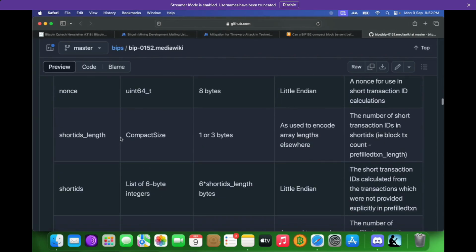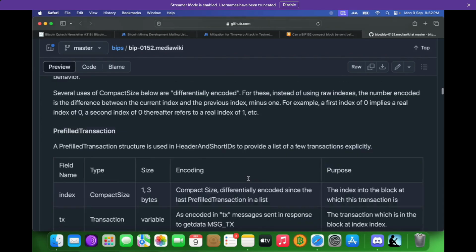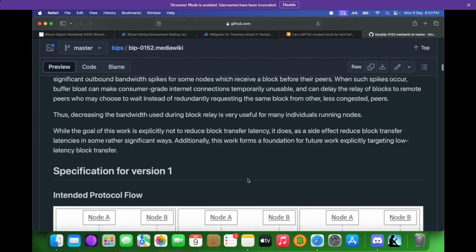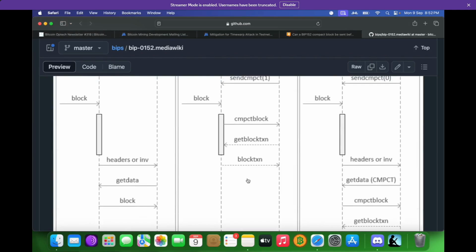Short IDs. Okay, short IDs. The length of the short ID, the size of the short ID, is 6 bytes. Okay. So how does this happen? I wanted to go more into detail on this, but now it's already 8:52.